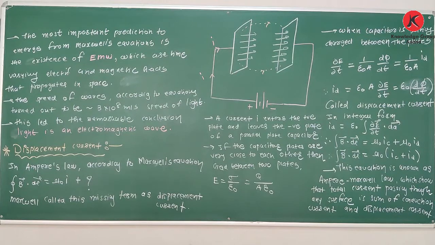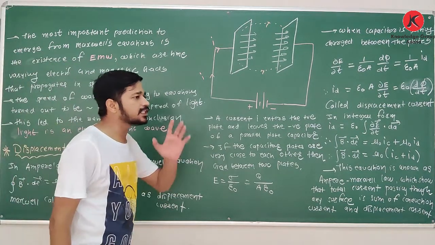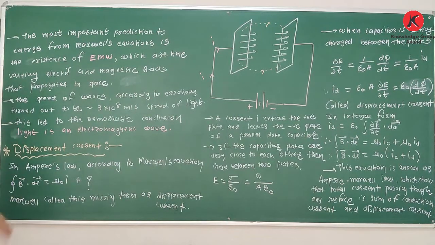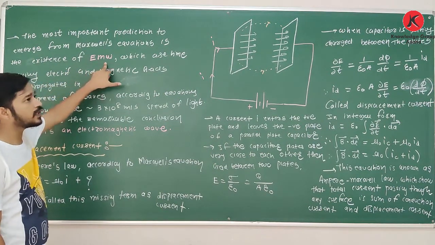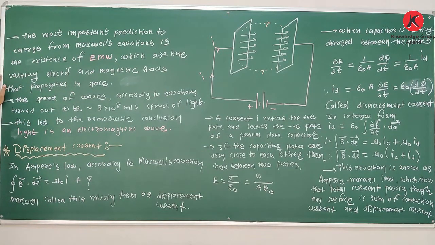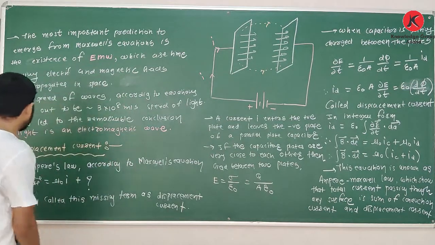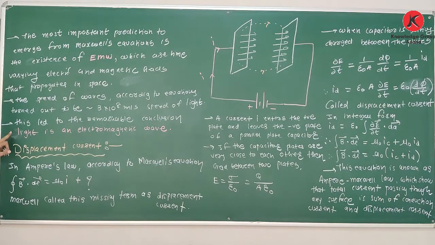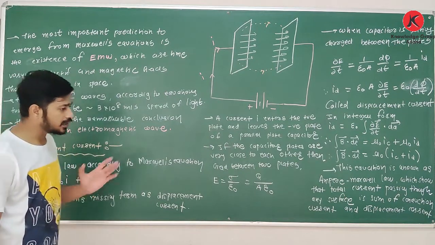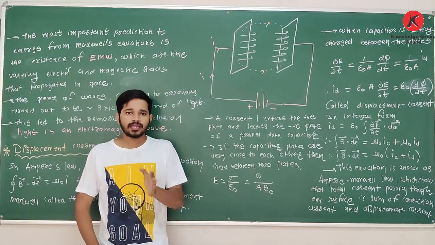Maxwell suggested that there is one missing term in Ampere's circuital law after his experiments. Also, the most important prediction emerging from Maxwell's equations is the existence of electromagnetic waves, which are time varying electric and magnetic fields that propagate in space. With the help of such equations, the speed of waves turns out to be 3 × 10⁸ meters per second, that is the speed of light. This led to the remarkable conclusion that light is an electromagnetic wave.